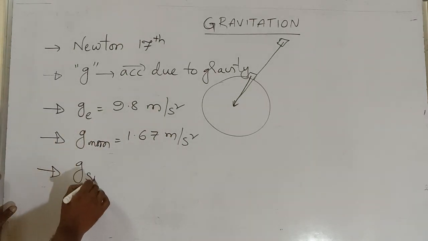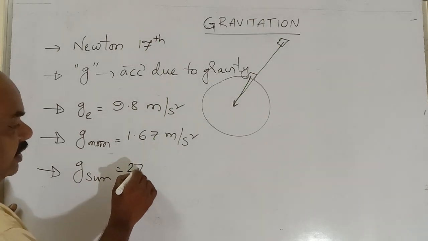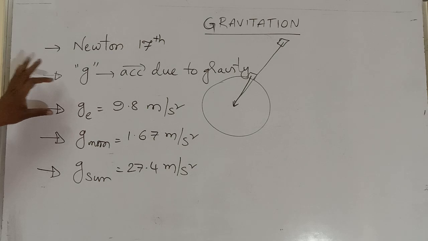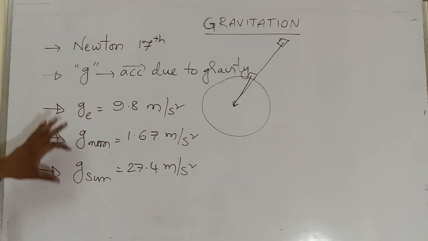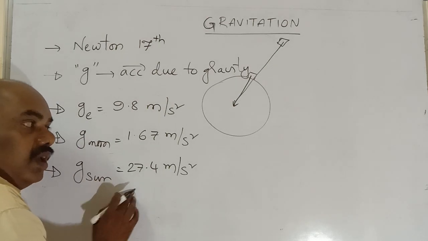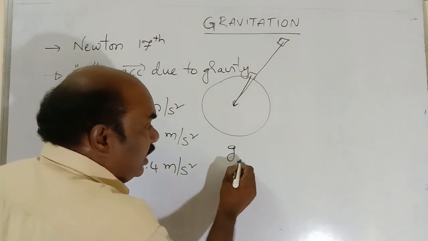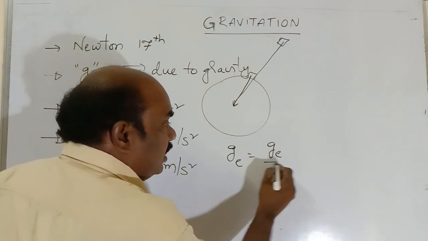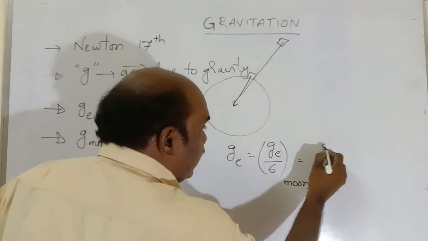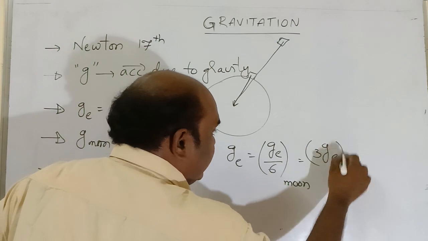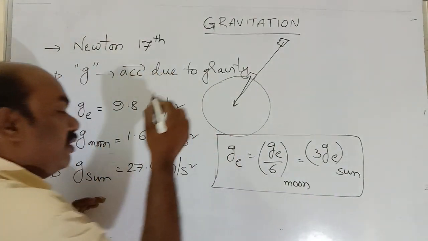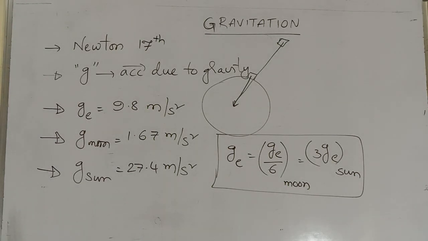Now, gravity on the sun is 27.4 meter per second square. That means gravity on the earth is 9.8, on the sun is 27.4. That means approximately 3 times more. You can write like this also: gravity on the moon is gravity on the earth divided by 6, and gravity on the sun is gravity on the earth multiplied by 3. This is the relation between acceleration due to gravity on earth, moon and sun.